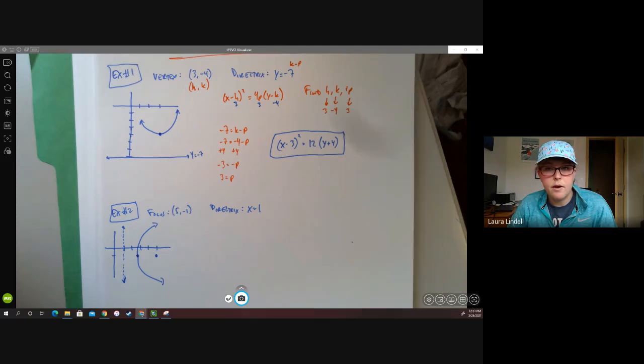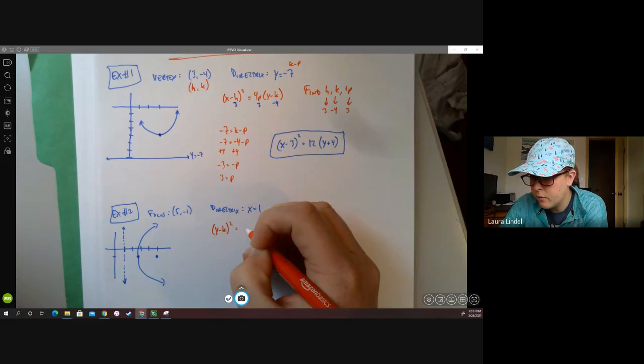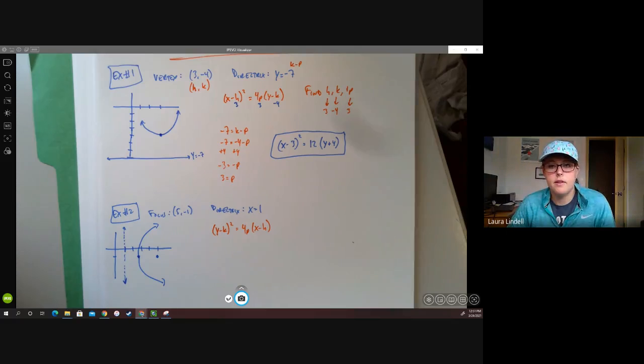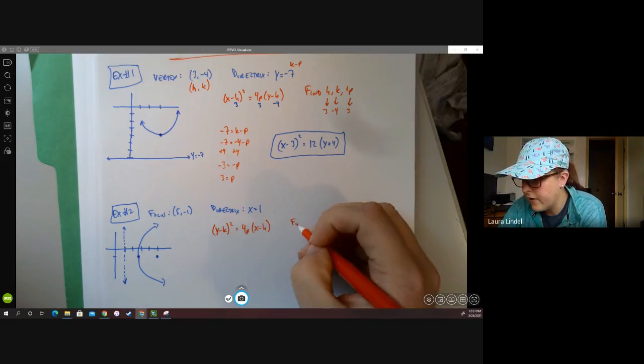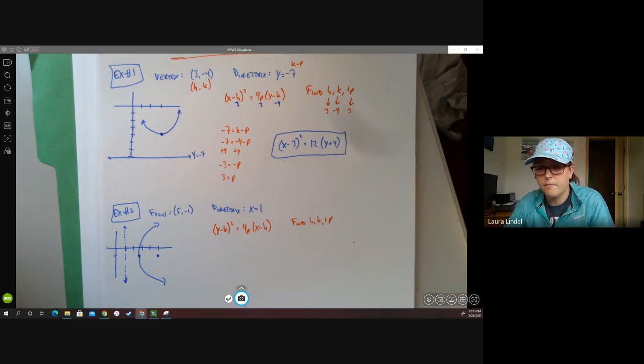Okay, so with that, we know we've got one we're working with that opens left to right. So we're dealing with (y minus k) squared equals 4p times (x minus h). And as we did last time, we are looking to find h, k, and p.